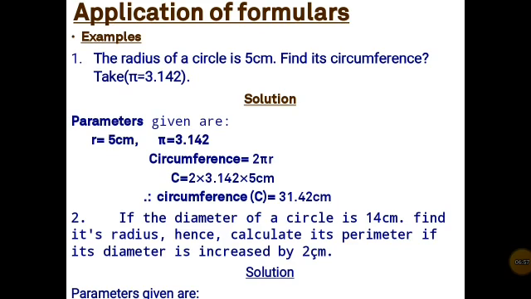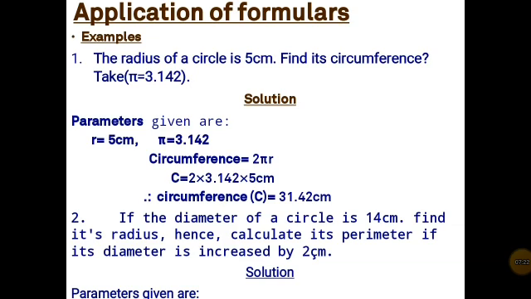The radius of a cycle is 5 cm. Find its circumference. Now you are given pi as 3.142. The solution to this is, you have to know the parameters you were given. That's the first thing you do when you have a problem in mathematics. You have the radius, which is 5 cm, and you have pi, which is 3.142.